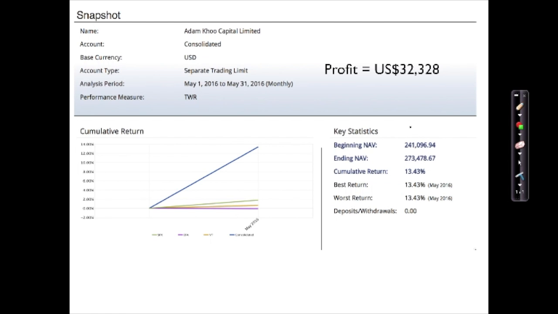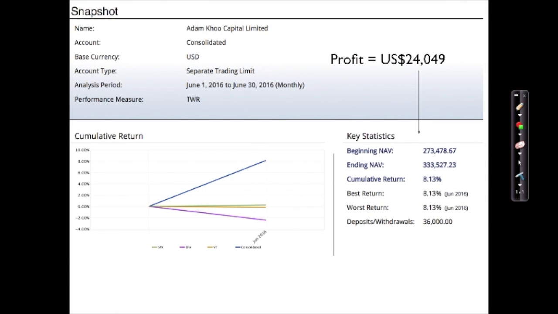So for example, these are the last couple of months of my trading capital. This is recently May of 2016. For the month of May, my capital returned 13.43%, which is about 32,000 US dollars in profits based on that capital. And in June, the return was 8.13%. Now, if you can remember, in June of 2016, what happened?